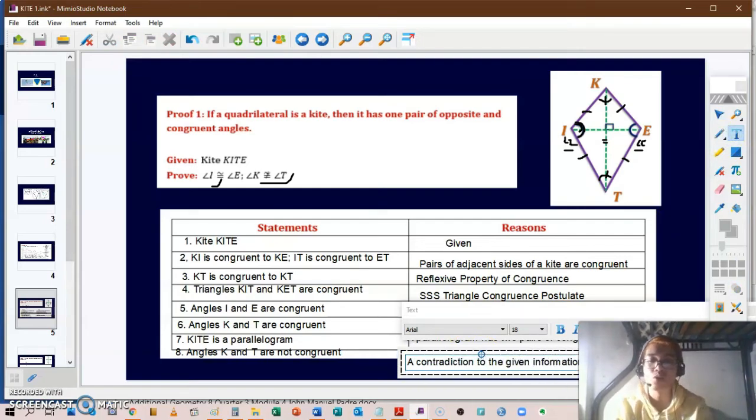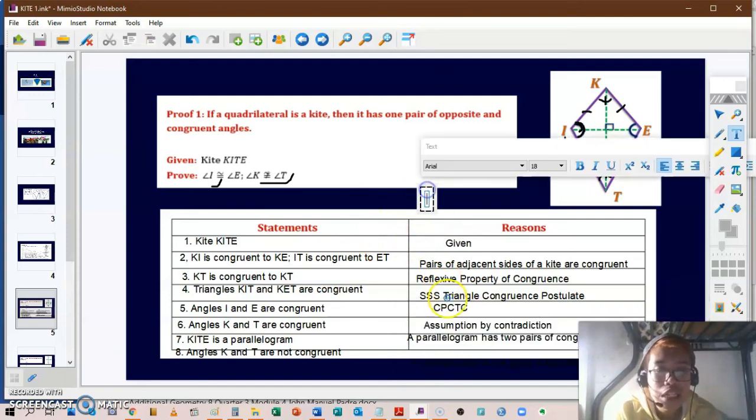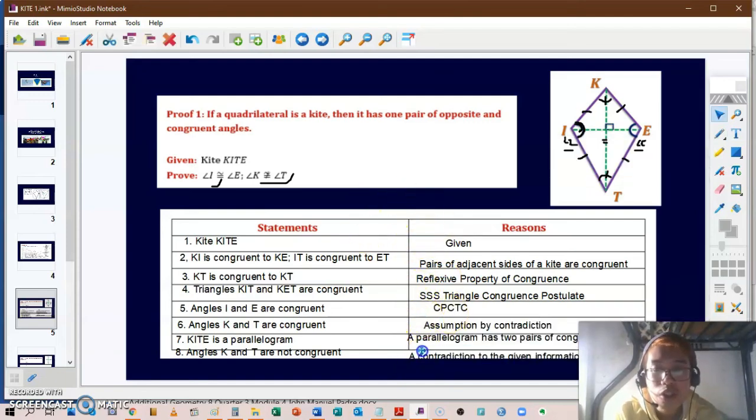And there we go. So we've already proven that angles I and E are congruent to each other, and angles K and T are not congruent to each other. Therefore, we have here a quadrilateral, which is a kite that has one pair of opposite congruent angles.